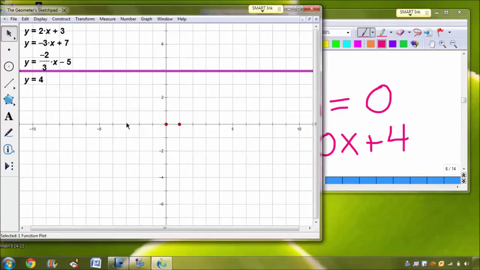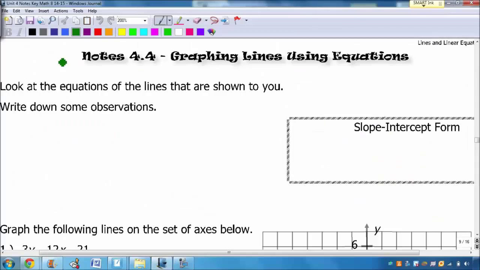It is. All right. So do not forget that you need to write your own observations right here. I am not writing it down for you. So if you need to go back and rewind and rewatch so you can get your observations down, I will be checking for this next time I see you in class.